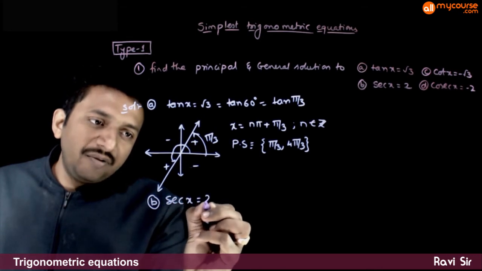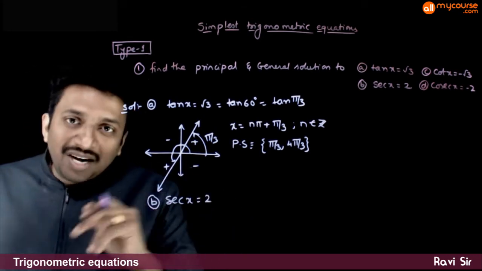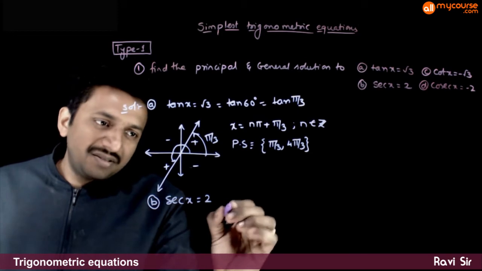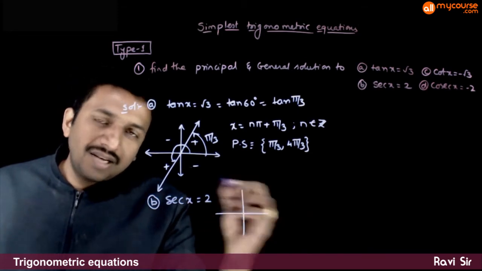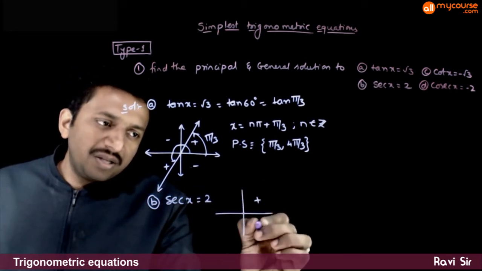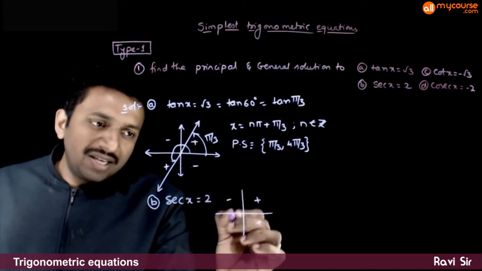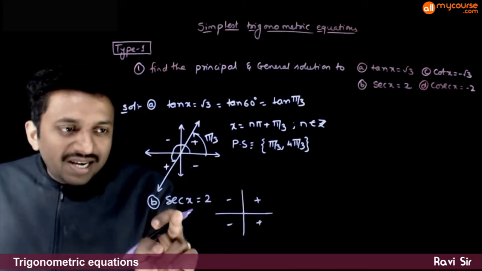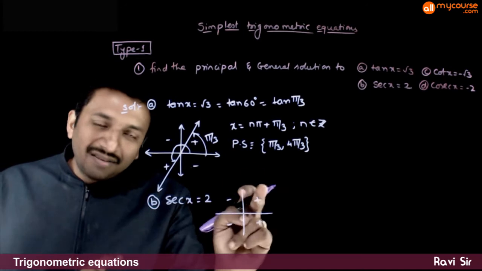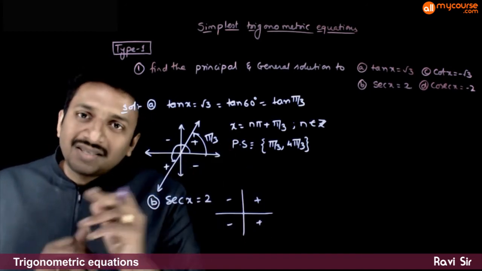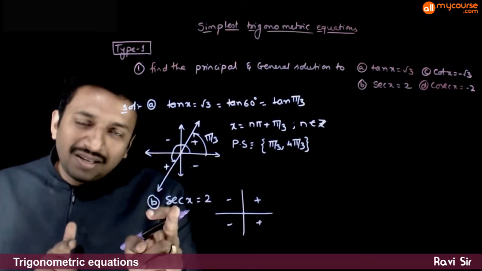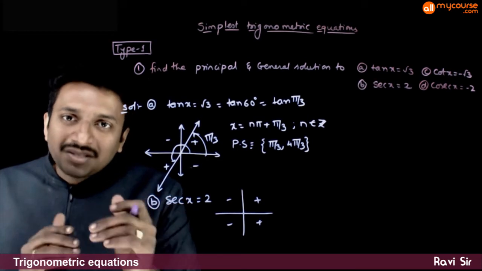Secant x is equal to 2. So let's try to draw the quadrant diagram for this. The quadrant diagram looks like this. So secant is positive in the first and fourth quadrants, negative here and here. So secant x is equal to 2. You'll get some angle in the first quadrant such that secant x is equal to 2. So we know that secant x is equal to 2 implies cos x is half.